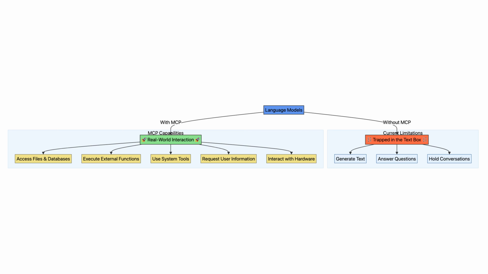MCP creates a standardized way for AI models to safely interact with external tools, resources, and services through a client-server architecture. I've been implementing it in a few projects, and it's genuinely exciting to see these models suddenly being able to check your calendar, search your documents, or even control your smart home, all while maintaining proper security boundaries.